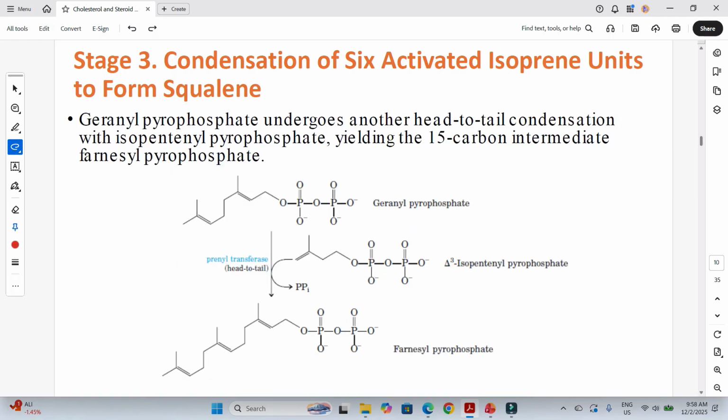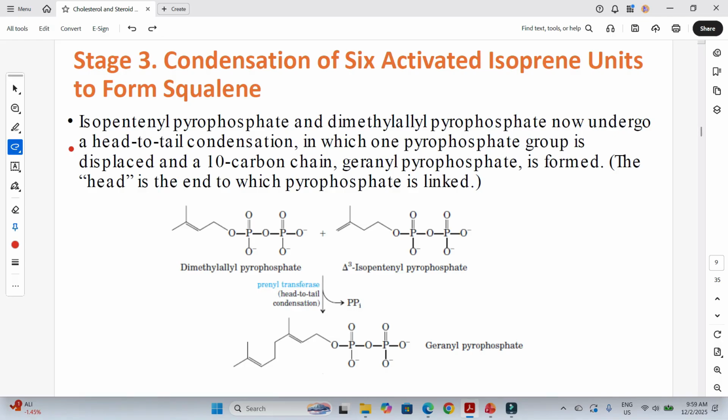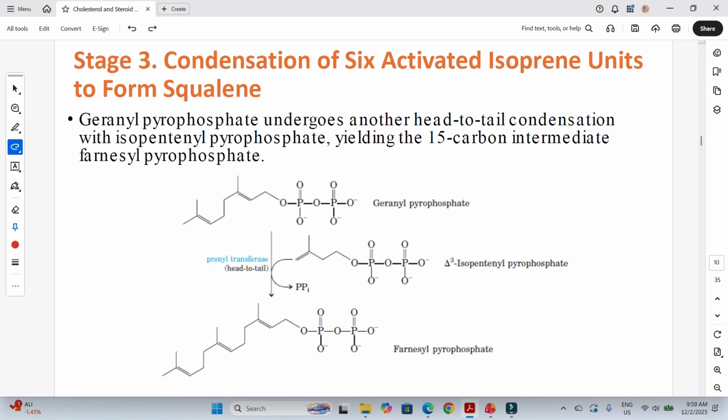This is now 10 carbon atoms long. So 5 plus 5, 10. The next step is when geranyl pyrophosphate undergoes another head-to-tail condensation with isopentenyl pyrophosphate, yielding a 15 carbon intermediate called farnesyl pyrophosphate. So again, isopentenyl pyrophosphate.